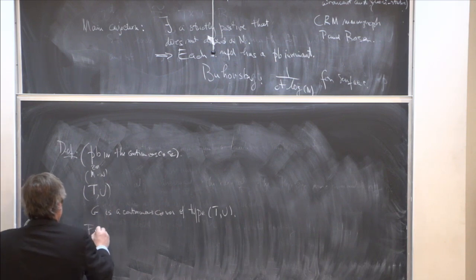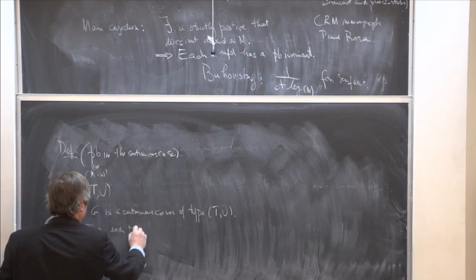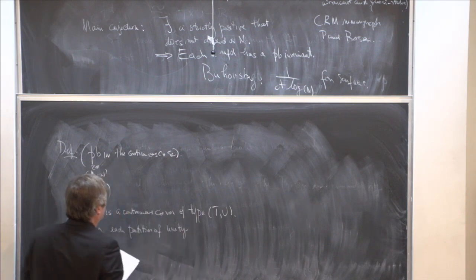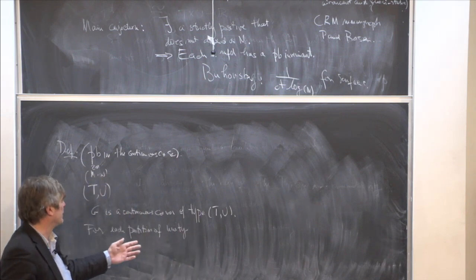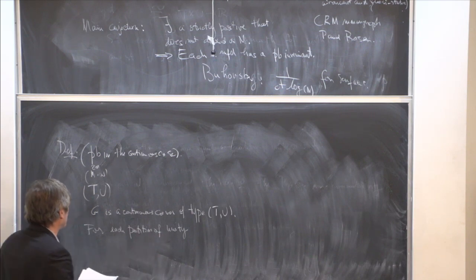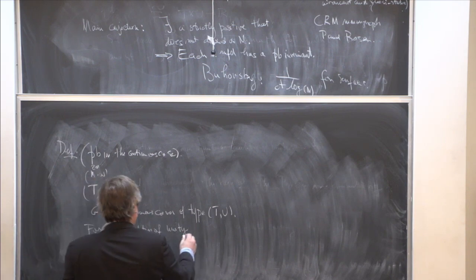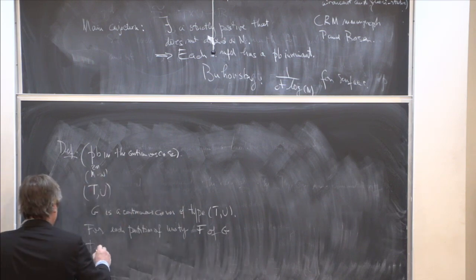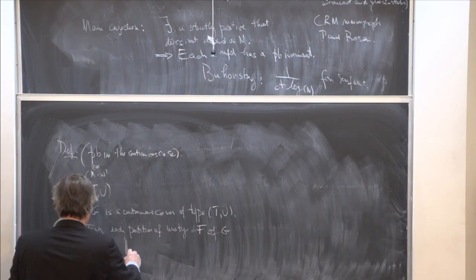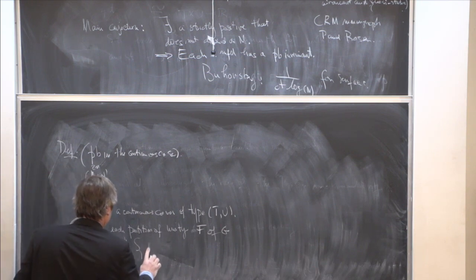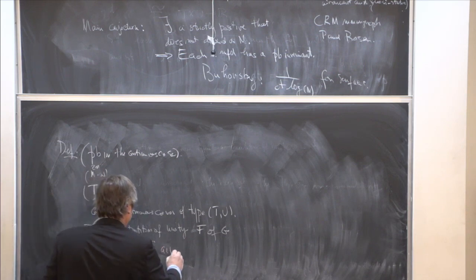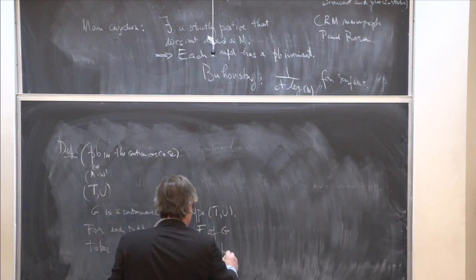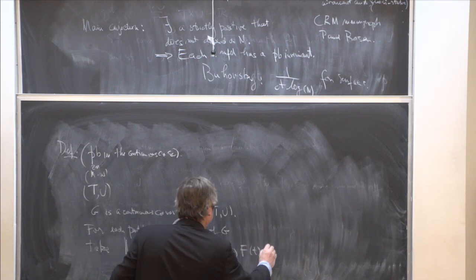And then for each partition of unity, of course, I have not said that, but in the continuous case, a partition of unity is defined by replacing sums by integrals. So for each partition of unity f of G, take the norm of the Poisson bracket of the integral over t of a(t) f_t dt with the integral of b(t) f_t dt.